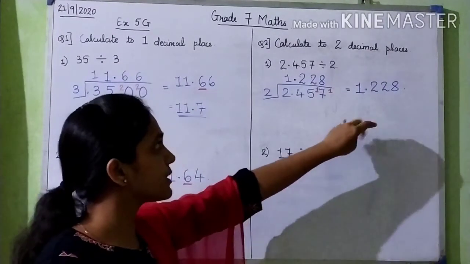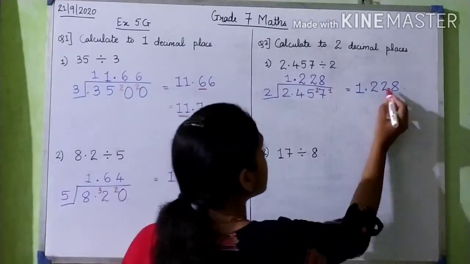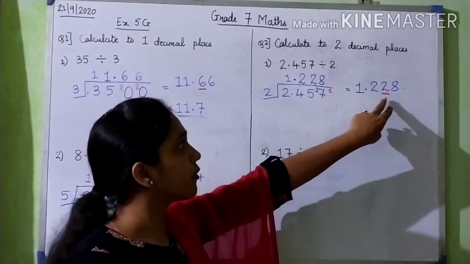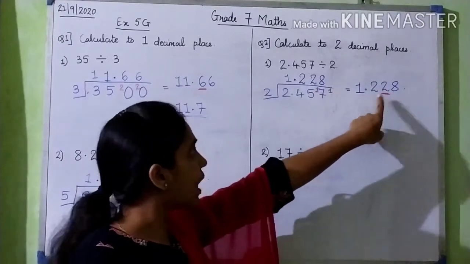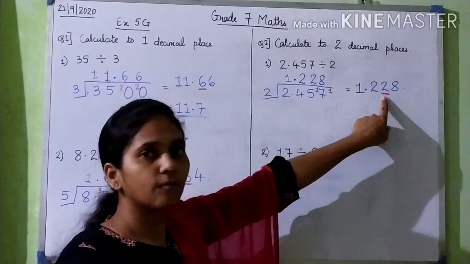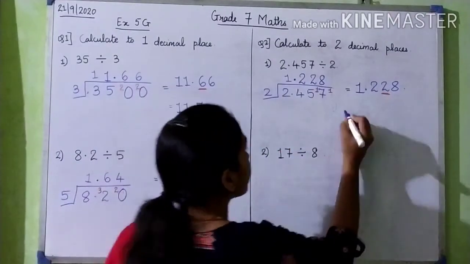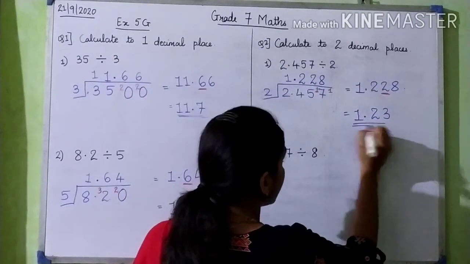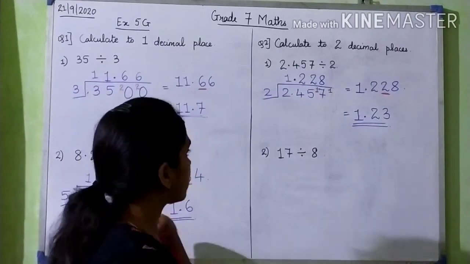So we have to now round it to 2 decimal places. So 2 decimal places means what is the second decimal place here? The second decimal place is this. Now we have to round it off to this decimal place. So we have to check the number which is after 2. So after 2 is 8 and 8 is greater than 5. So to this 2, 1 will be added. Okay. So this will become 3. So the number will become 1.23. Okay. Understood?